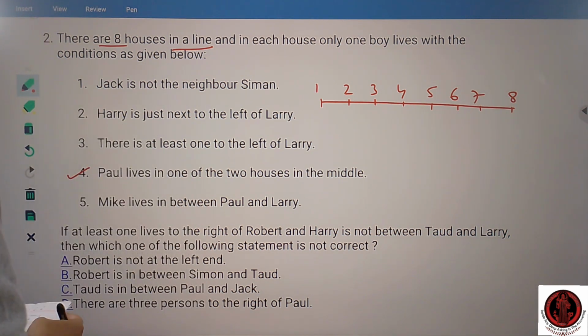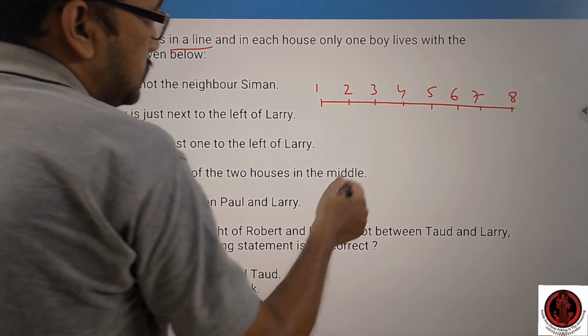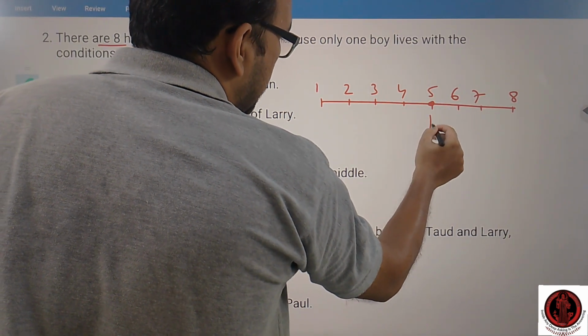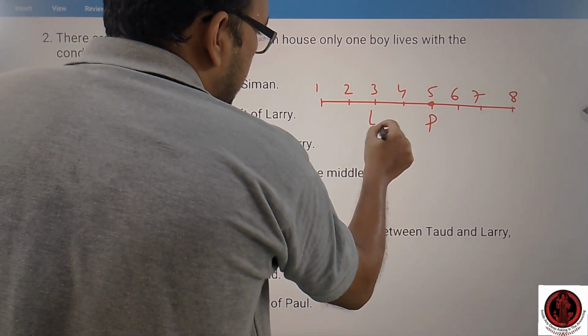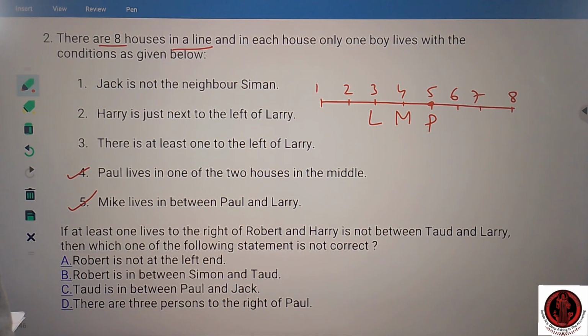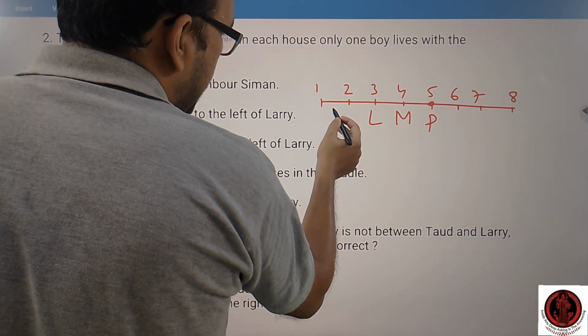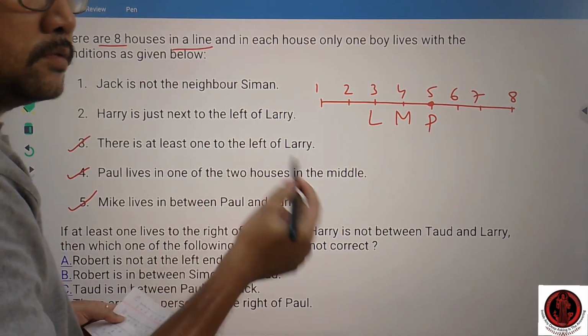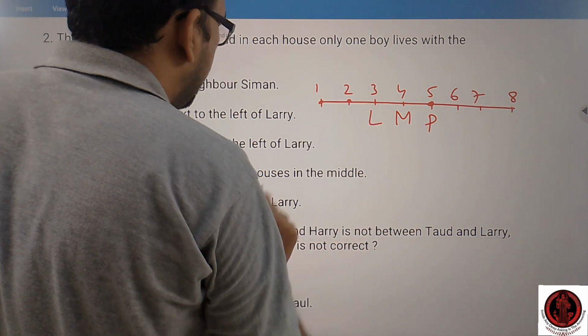So first draw statement number 4. Paul lives in one of the 2 houses in the middle. So middle is these 2. So Paul lives in this, suppose in this one, any of the 2 houses in the middle. Then Mike lives between Paul and Larry. So this is the diagram. Now there is at least one to the left of Larry. Now left of Larry at least one. So that cannot be less than one. That can be more than one. So 2 positions are there. Left of Larry, that is okay.